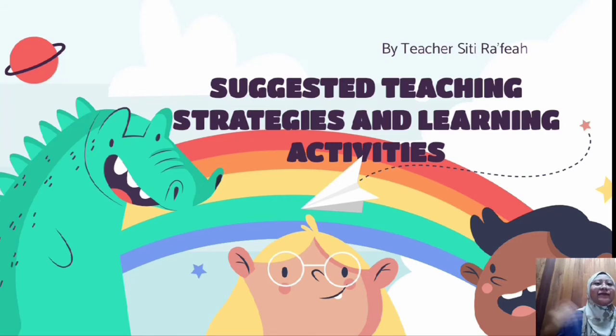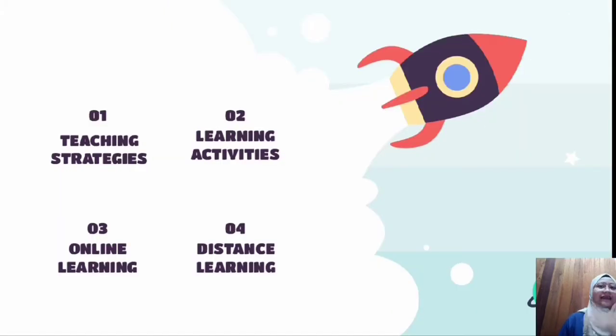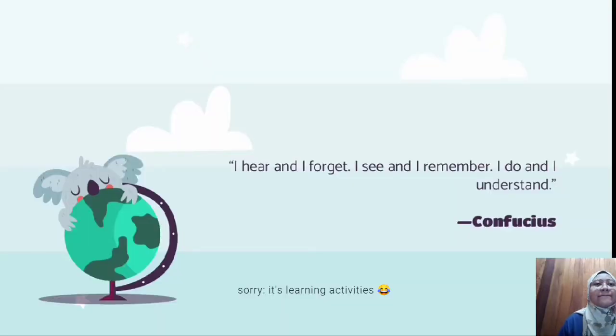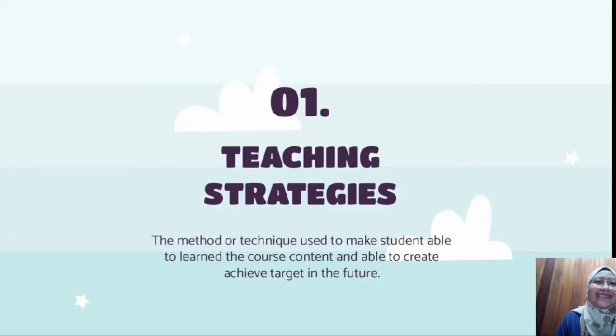So now we're going to go with the suggested teaching strategies and learning activities. It was divided into 4 sections: first is the teaching strategies, second is the learning objective, third is online learning, and fourth is distance learning. So please remember this quote, okay? I hear and I forget. I see and I remember. I do and I understand. So it means that you need to do the assessment that we gave to you. Thank you. So we're going to go with the first, teaching strategy.